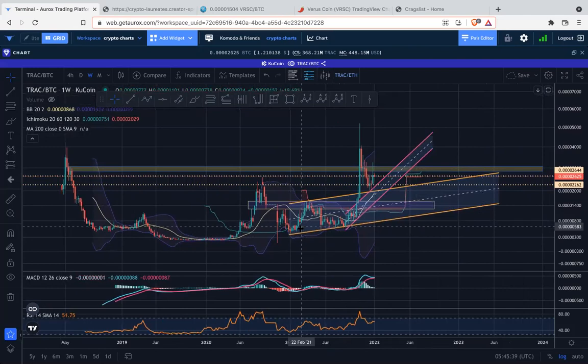2021 was a great year for TRAC as well, Origin Trail, from the lows down at, what was that, like 400 Satoshis, roughly 500 Satoshis, let's call it, all the way up to like 4,000 Satoshis on a closing basis.